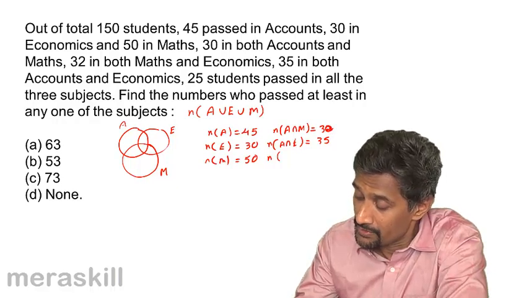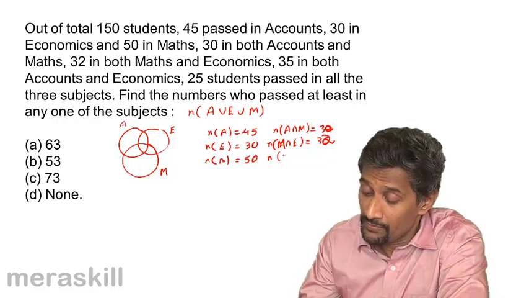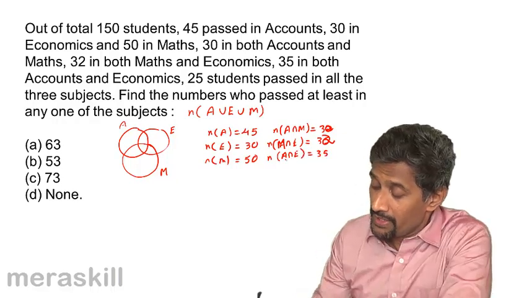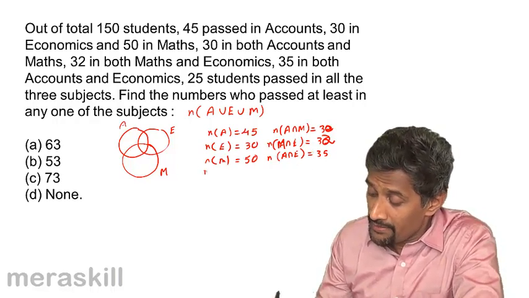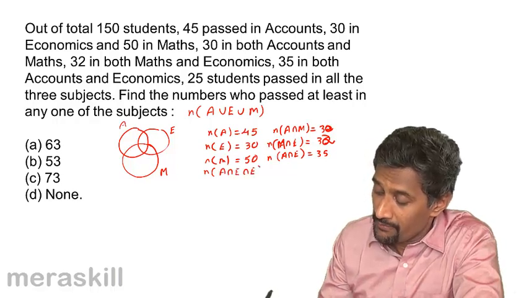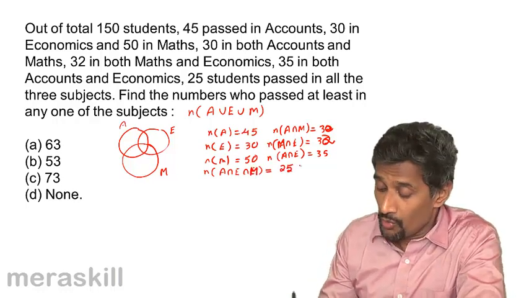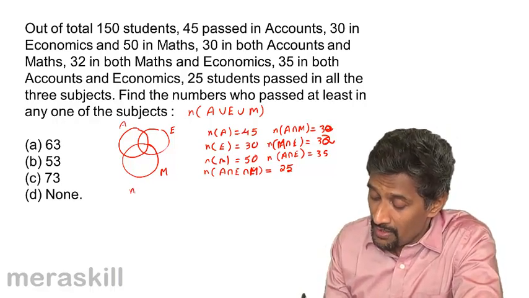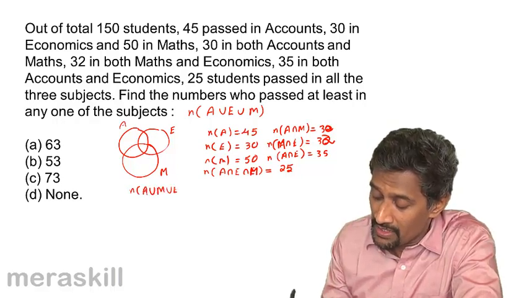32 in maths and economics, that is n(M ∩ E) is 32, and 35 in accounts and economics, so n(A ∩ E) is 35, which means the number who passed in all three, n(A ∩ M ∩ E), is 25. So you have been asked to find how many passed in at least any one of the subjects. So n(A ∪ M ∪ E).